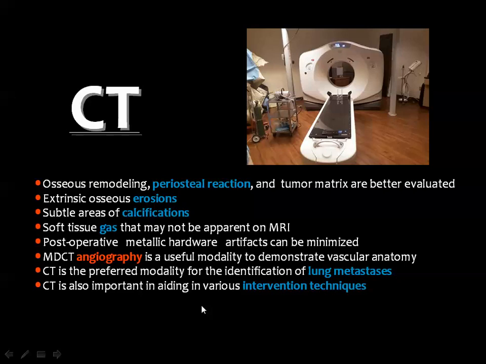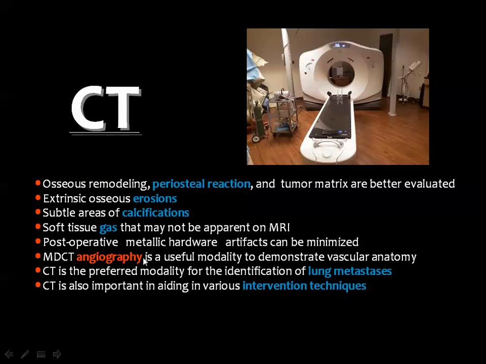Then CT is not considered by many as a part of the protocol in examination of the soft tissue tumors, but CT is very important in diagnosis of periosteal reaction, and it can also see erosions in the cortical bone adjacent to the tumor better than X-ray. Also, subtle calcifications, which are not detected by plain X-ray nor ultrasound, can be better seen by CT scan. The detection of minimal gas within the soft tissues is not feasible by MRI and also by plain X-ray.